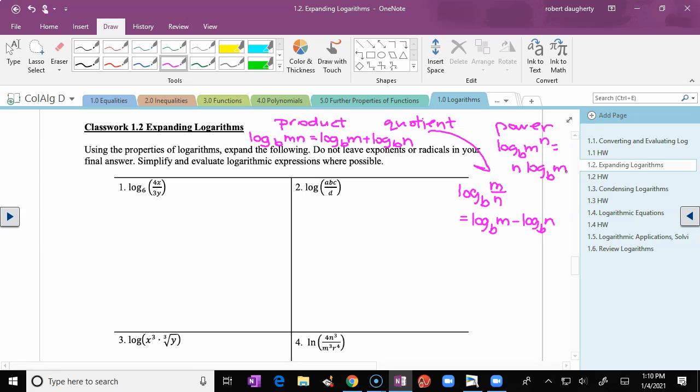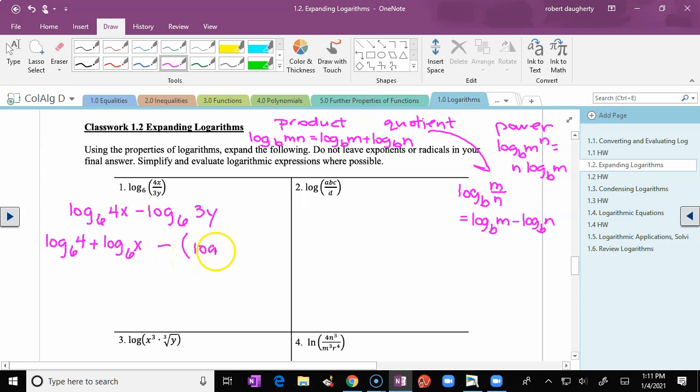So let's look at some examples here again. This is going to be the log base 6 of 4x over 3y. Now I can use the quotient rule first. This is the log base 6 of 4x minus the log base 6 of 3y. Now I can use the product rule. This is the log base 6 of 4 plus the log base 6 of x, minus, okay, what is this one? This is the log base 6 of 3 plus the log base 6 of y.